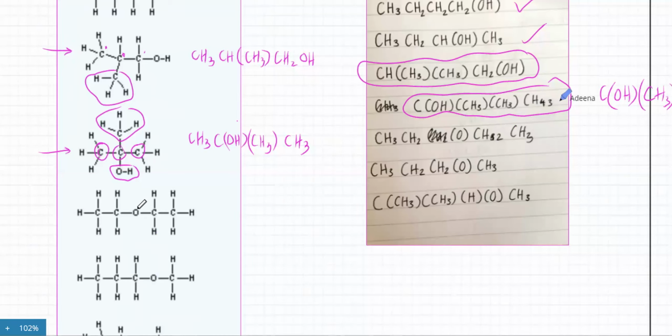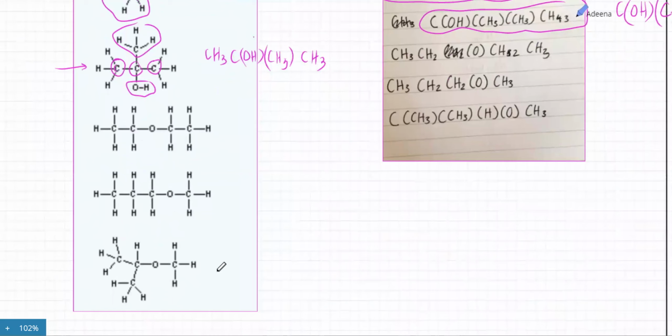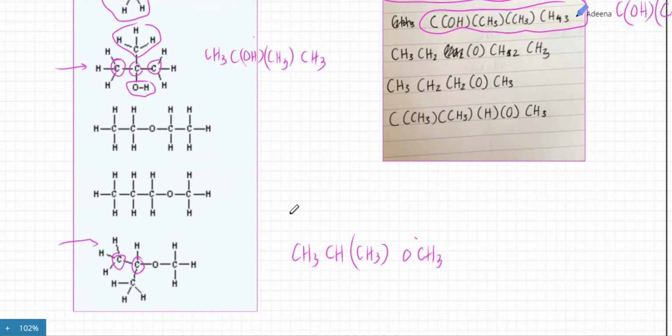You put brackets around branches. This is not a branch. It's just completely straight. So no need to put a bracket around it. And the last one is again, I told you to start from the left. So it's going to be CH3, then you move to the next carbon atom. So that's CH, with a CH3 branch at the bottom. And then you have an O, and you have another CH3. Okay, so that's how you write condensed formulas.